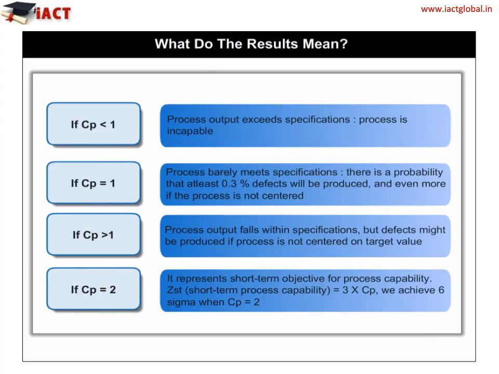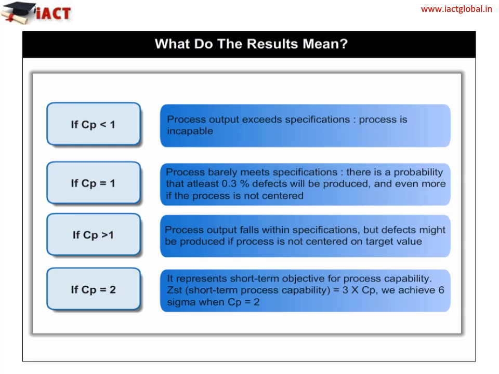What do CP results mean? If CP is less than 1, it implies process output is out of line with specifications and that the process is incapable. If CP is equal to 1, it implies that the process barely meets specifications. There is a probability that at least 0.3% defects will be produced, and even more if the process is not centered. If CP is greater than 1, it implies that the process output falls within specifications, but defects might be produced if the process is not centered on the target value.